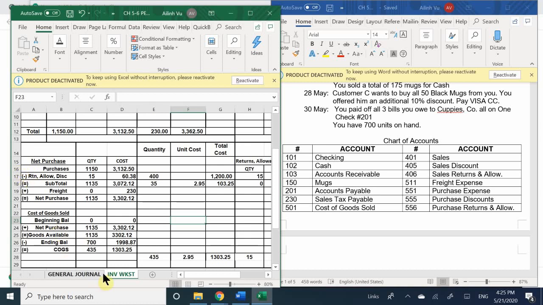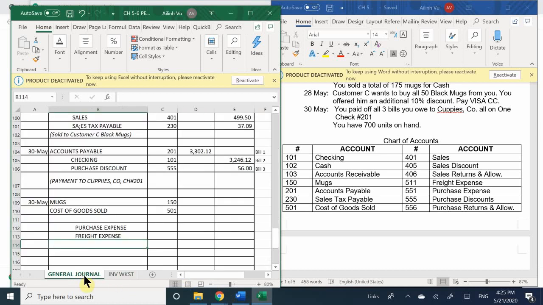Purchase discounts and purchase returns and allowances. Yes, purchase returns and allowances. We need to zero that account out as well because it normally has a credit balance. We need to zero it out, and how we zero it out is by debiting it. So you need a debit to purchase returns and allowances.